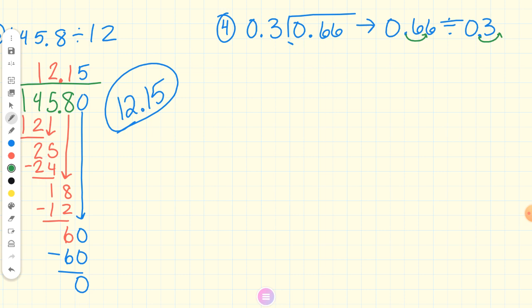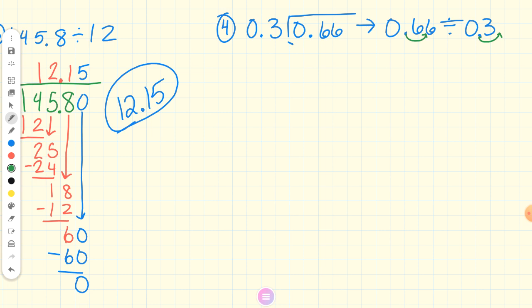Now, mathematically, that is legal. Because what math did we just do if we moved it to the right 1 time? Emma? We multiplied them both by 10. So let's just think of a math problem we know the answer to. What is 6 divided by 1? 6. What is 60 divided by 10?